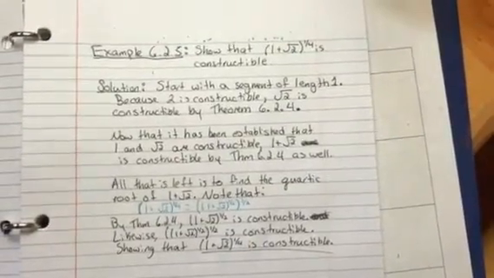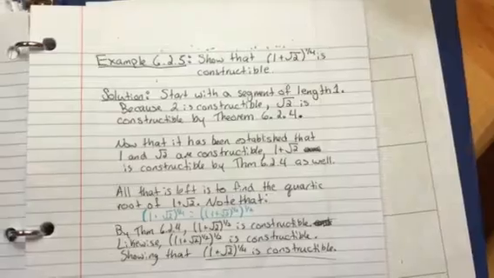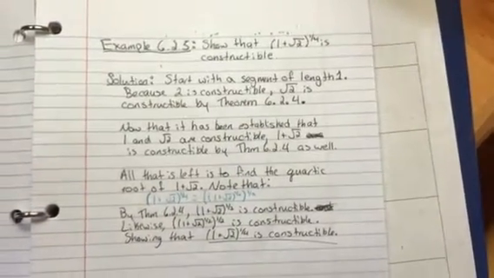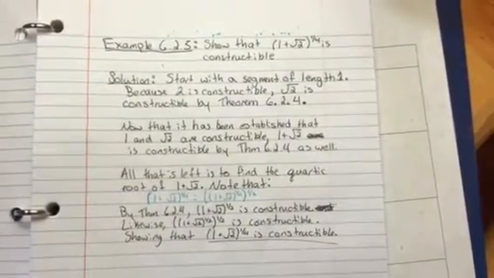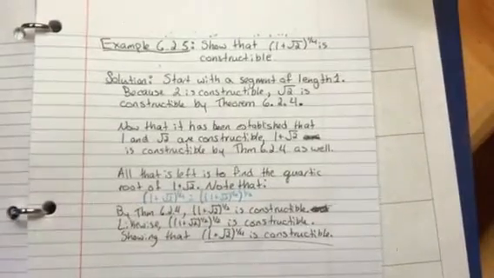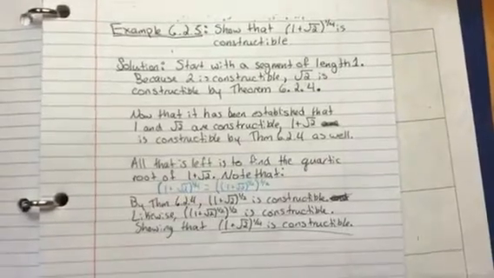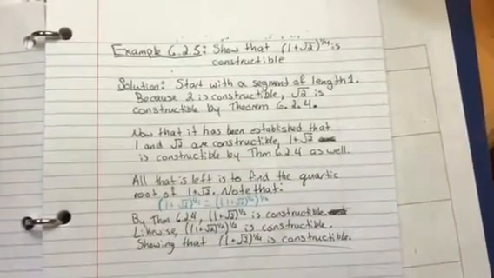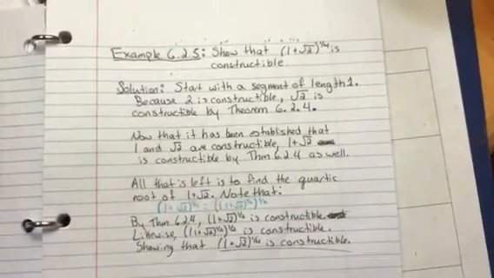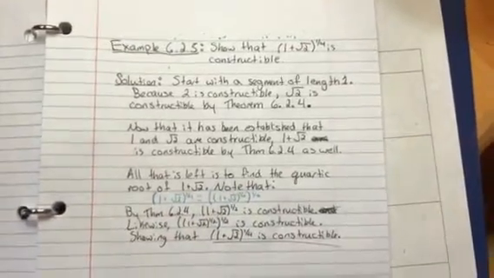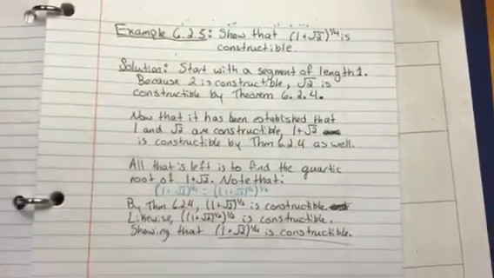There's going to be a lot of that theorem in this example. Using a equal to 2, and using that very last example of the constructible numbers, the square root of a. So now that we know that 1 and square root of 2 are constructible, we can state again that 1 plus the square root of 2 is constructible by theorem 6.2.4. And now all that's left is to find that the quartic root of that number is also constructible.